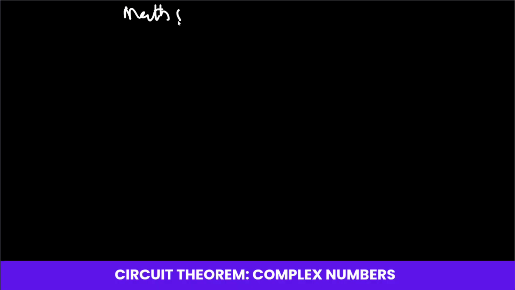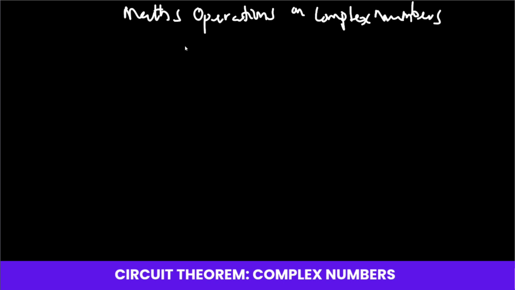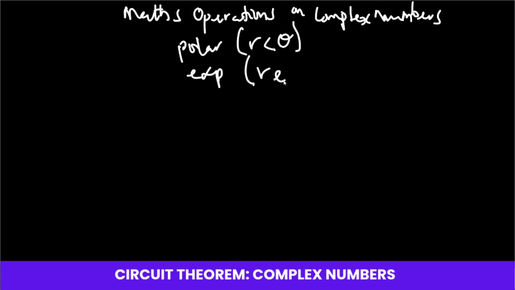Okay, so I would like to talk about the math operation on complex numbers, but this time around we are going to work on the polar forms, where you have r angle theta, and the exponential forms, which is r e exponent j theta. Okay, so now there are certain conditions we should know before working on polar and exponential.